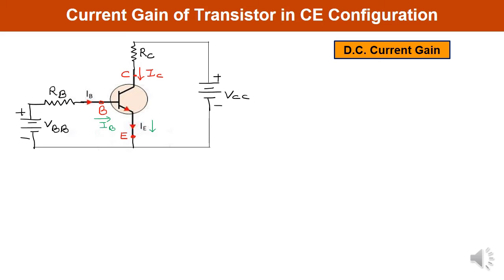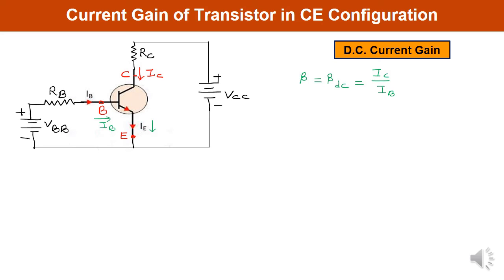So DC current gain in common emitter configuration is defined as the ratio of collector current, which is the output current, to the base current, which is IB. And this DC current gain is denoted by beta, or it may be written as beta DC. So this is nothing but the ratio of IC over IB.